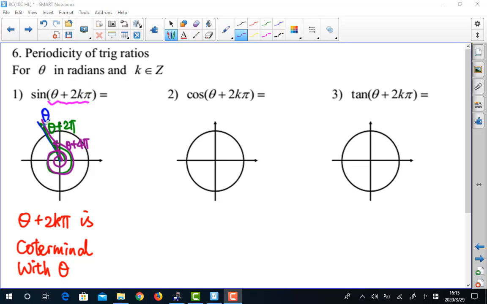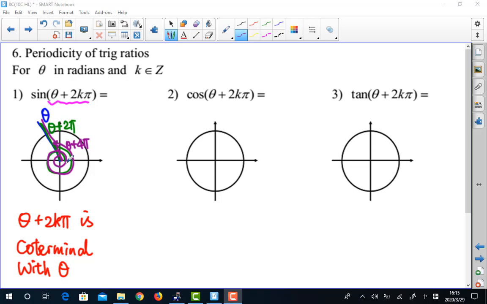Let's assume theta is in the second quadrant. So if theta is here, if k equals 0, theta plus 0 is just theta itself. But if k is 1, theta plus 2 pi is the green angle compared to the blue angle. So theta plus 2 pi, you just rotate one more rotation, then theta. And theta plus 2 pi and theta terminate in the same position.